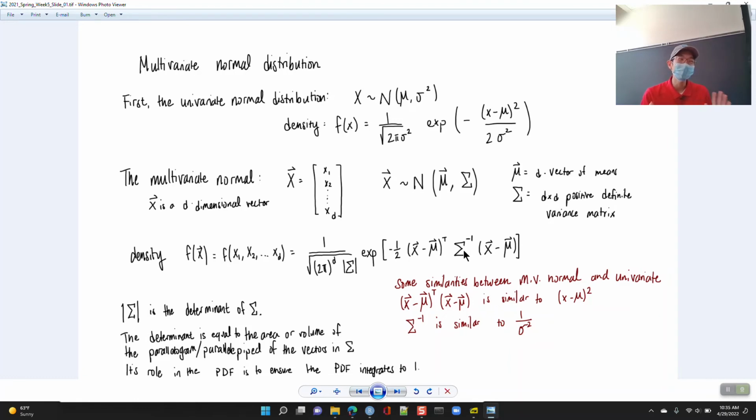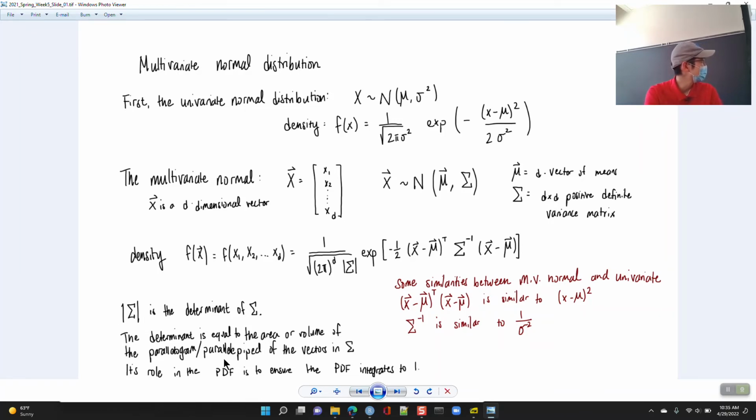They're not quite the same, but mathematically they're similar. And then even the negative 1/2 remains, e to the negative 1/2, all of this. So I've got (x minus mu) transpose times the inverse of sigma times (x minus mu). I think I wrote this right. (x minus mu) transpose is similar to (x minus mu) squared, and sigma inverse is the inverse of sigma. Oh, and then the determinant.